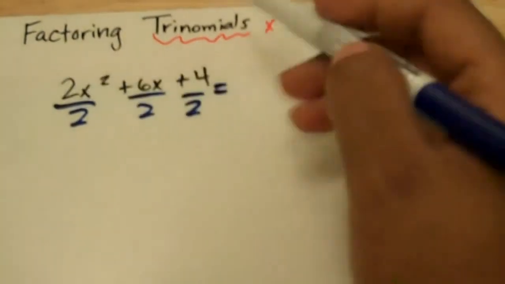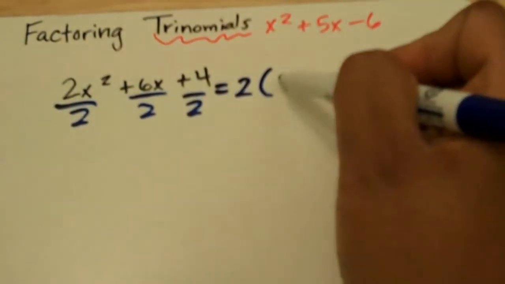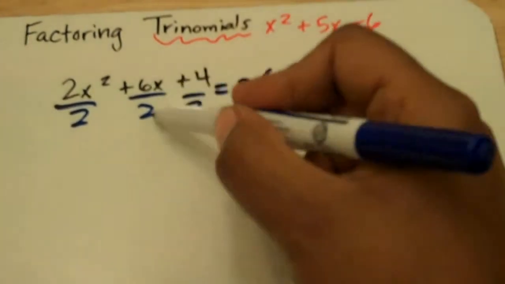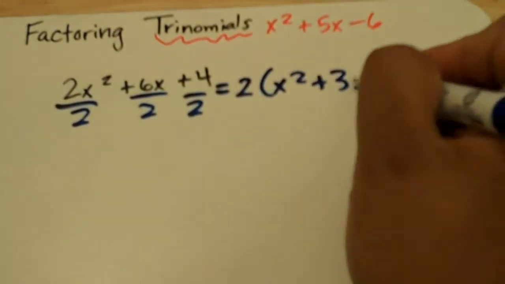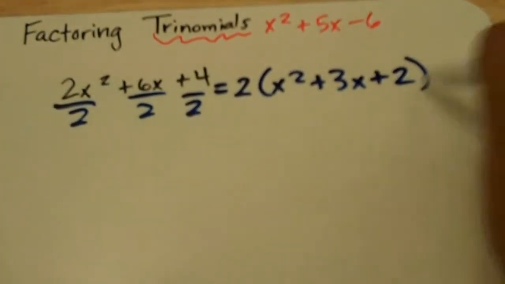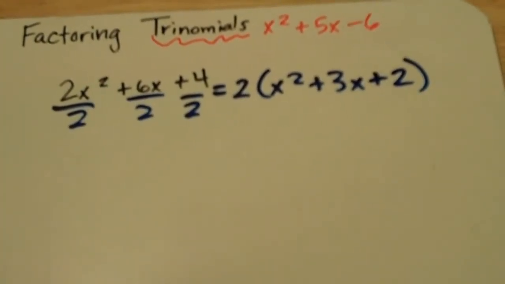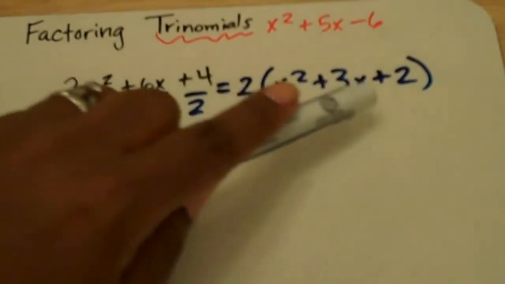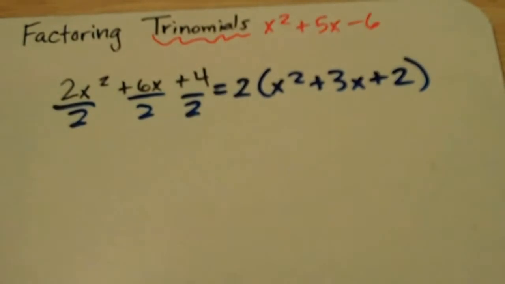So 2x squared divided by 2 is equal to x squared. 6x divided by 2 is equal to 3x. And 4 divided by 2 is equal to 2. So now I have a new expression, 2 times the quantity of x squared plus 3x plus 2. So when I'm factoring a trinomial, I always want to look at the first term and the last term.